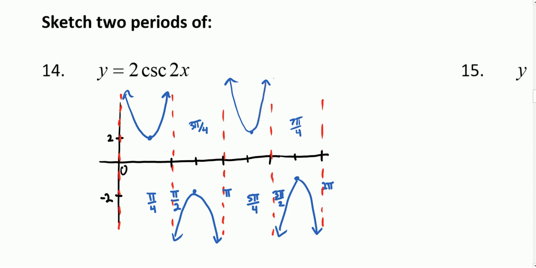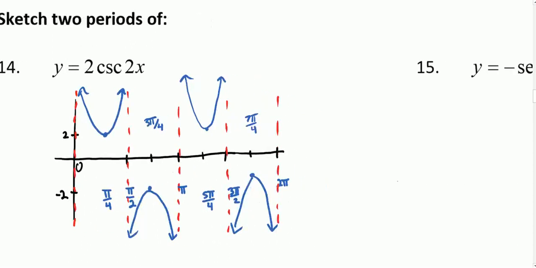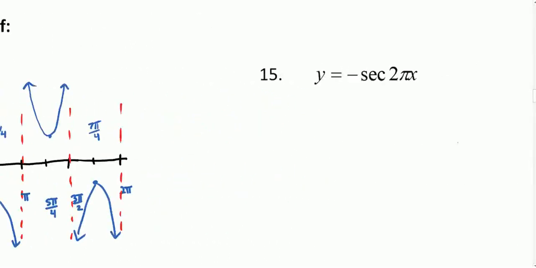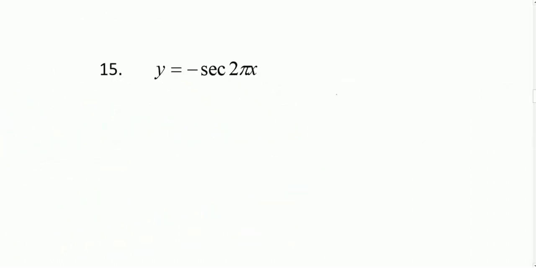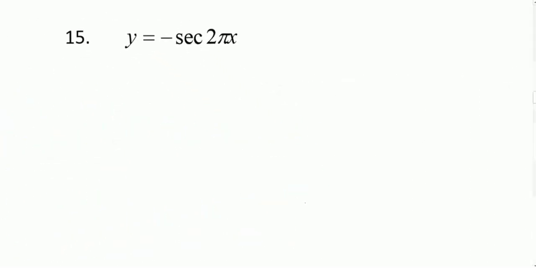Okay, on to 15. We're going to sketch 2 periods of this negative secant 2 pi x. So to help us with that, we're going to graph y equals negative cosine of 2 pi x.